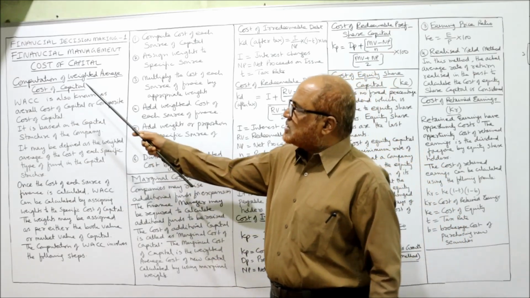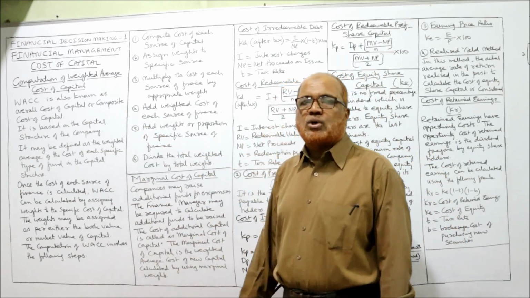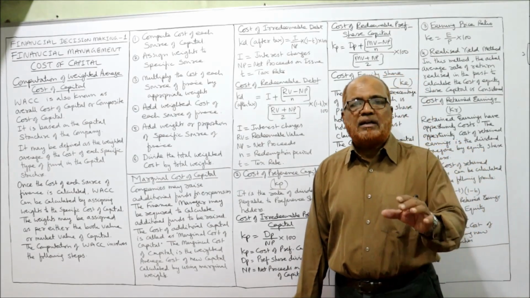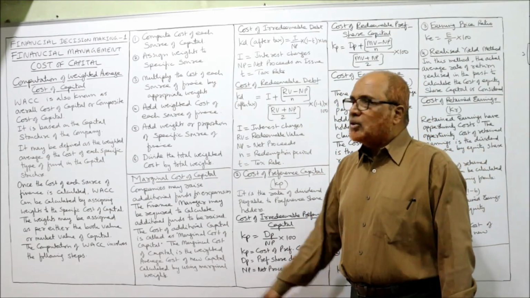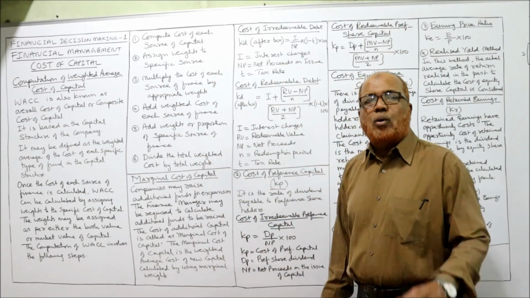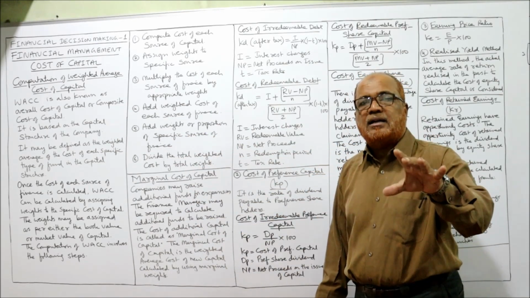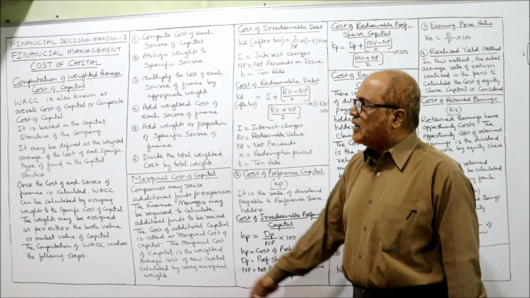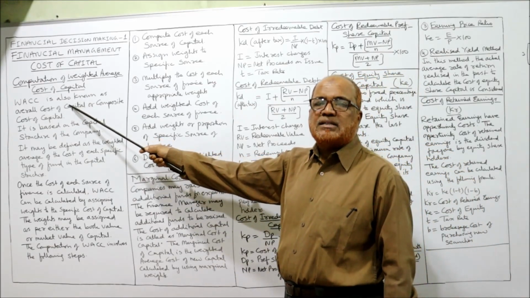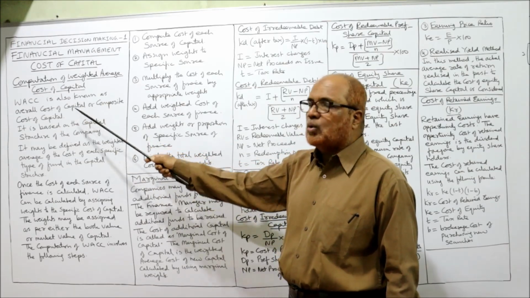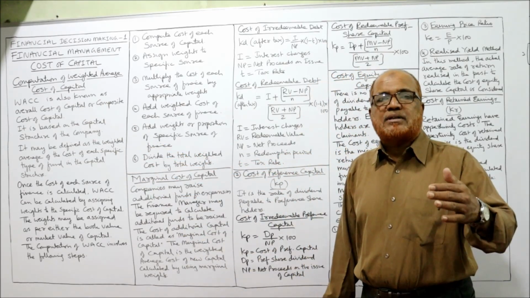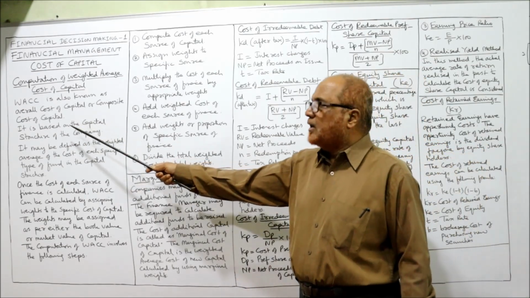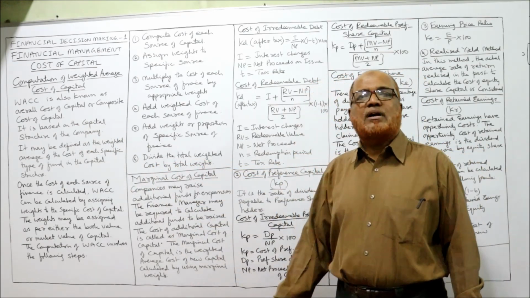So now, first, computation of weighted average cost of capital. It is called WACC, weighted average cost of capital. This step can be applied only after calculating the specific cost of each source of funds. WACC is also known as overall cost of capital, combined cost of capital, or composite cost of capital. It is based on the capital structure of the company.